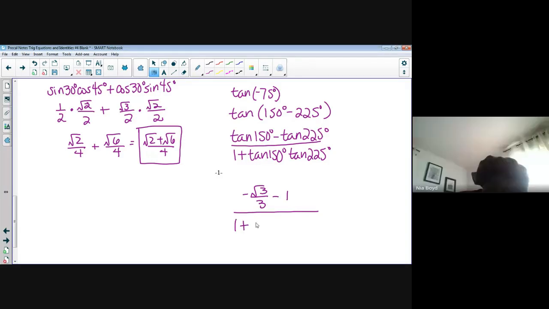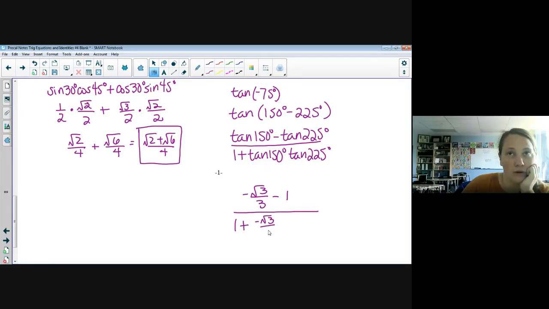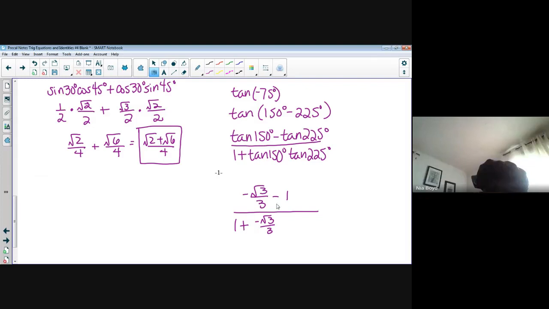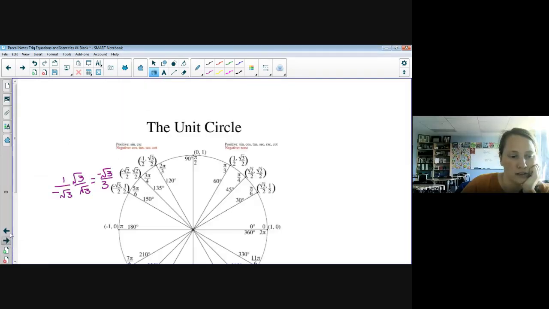How did you get that? Get what part? The 1 over negative root 3. Tangent is y over x, and the y was 1/2, and x is negative root 3 over 2. When you divide fractions with the same denominator, they cancel out. So I just have 1 over negative root 3 here. Oh, okay. And you can't leave your root 3 on the bottom, so you have to rationalize it.